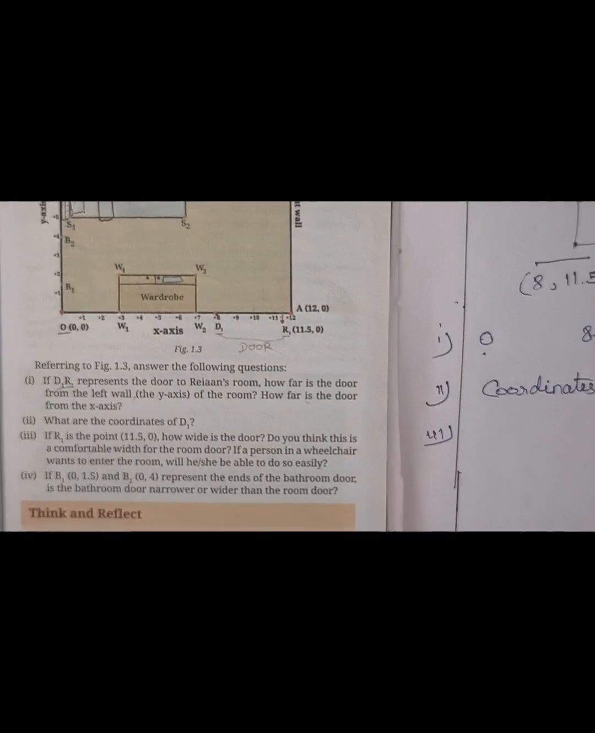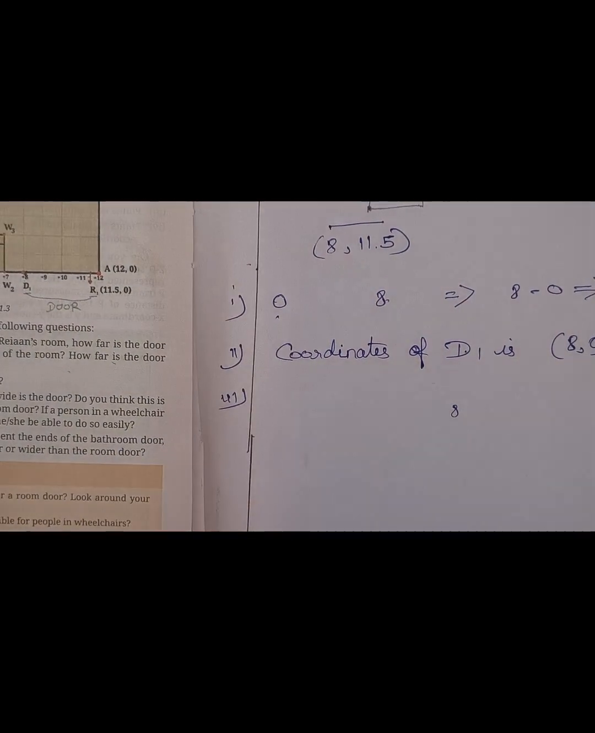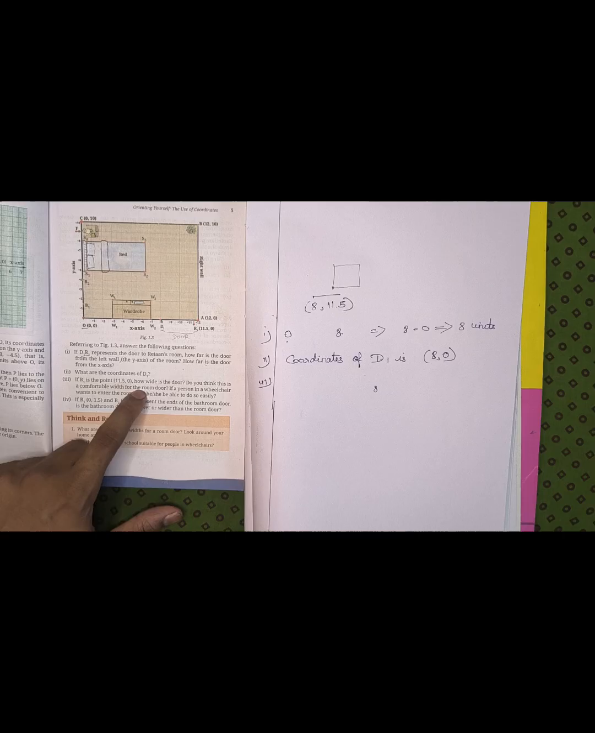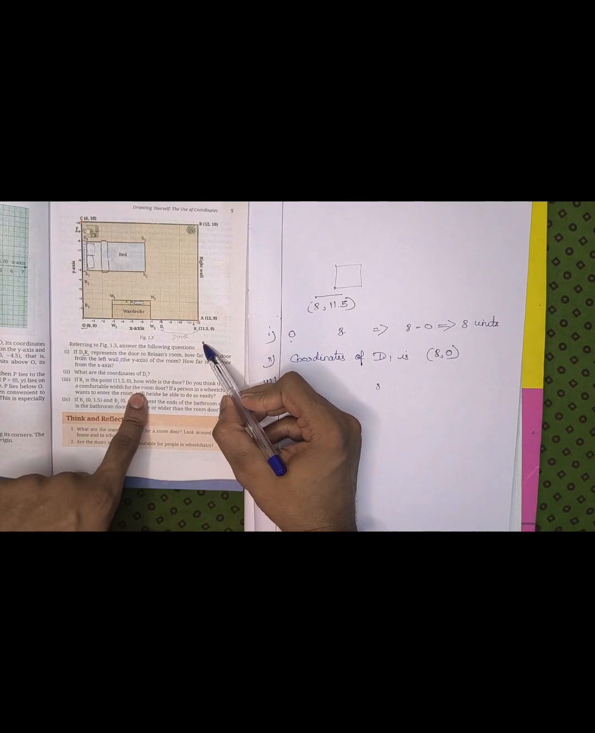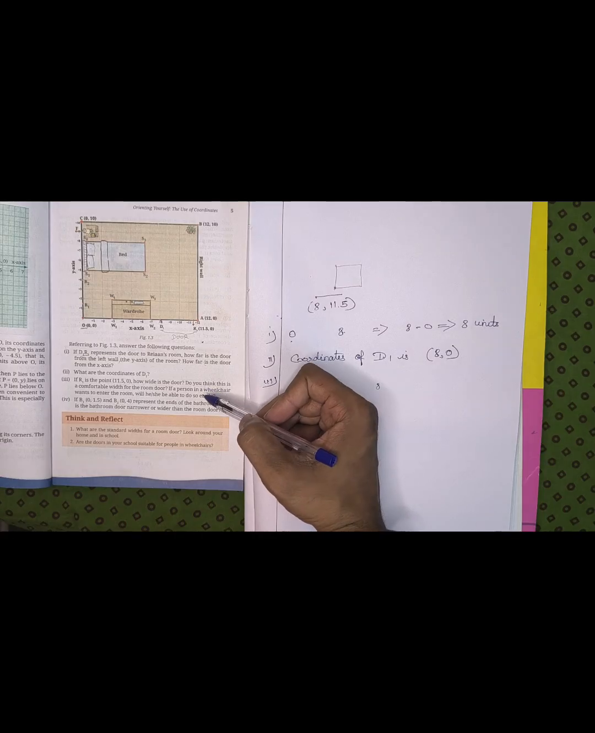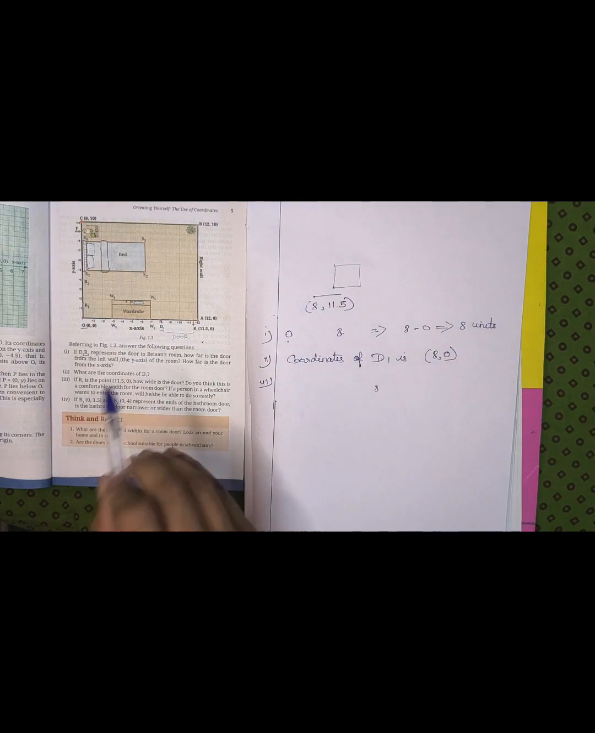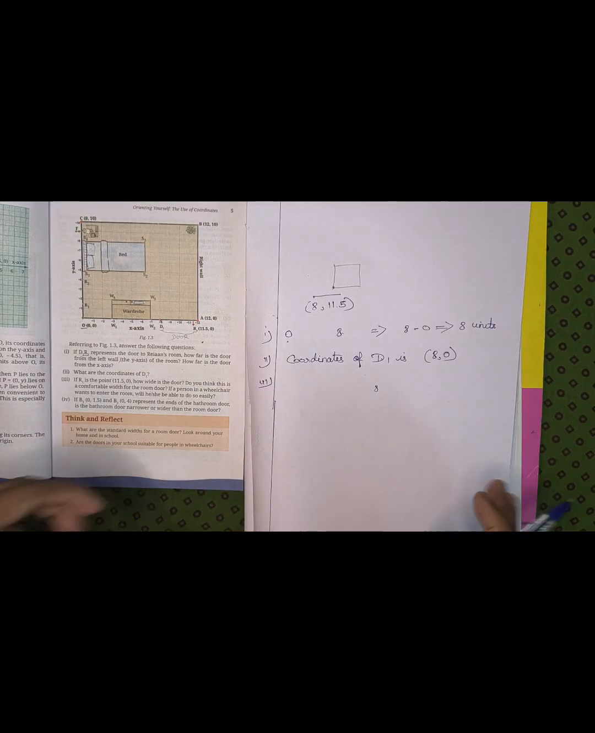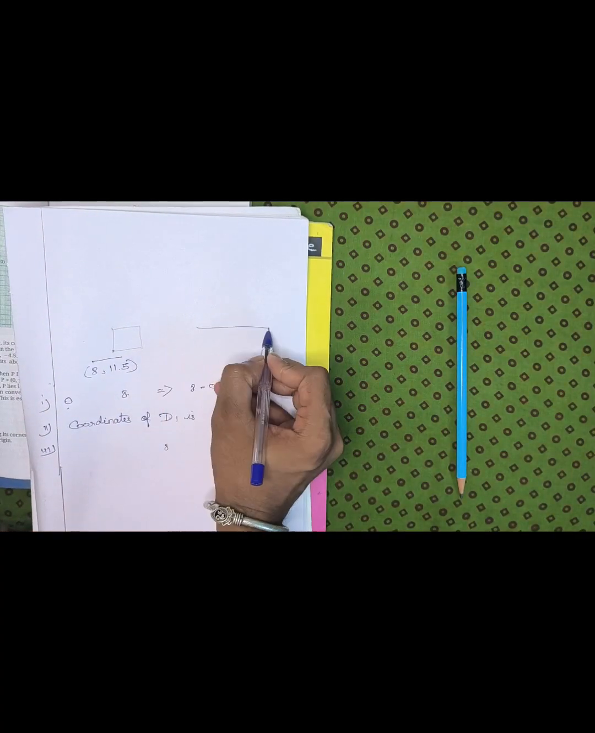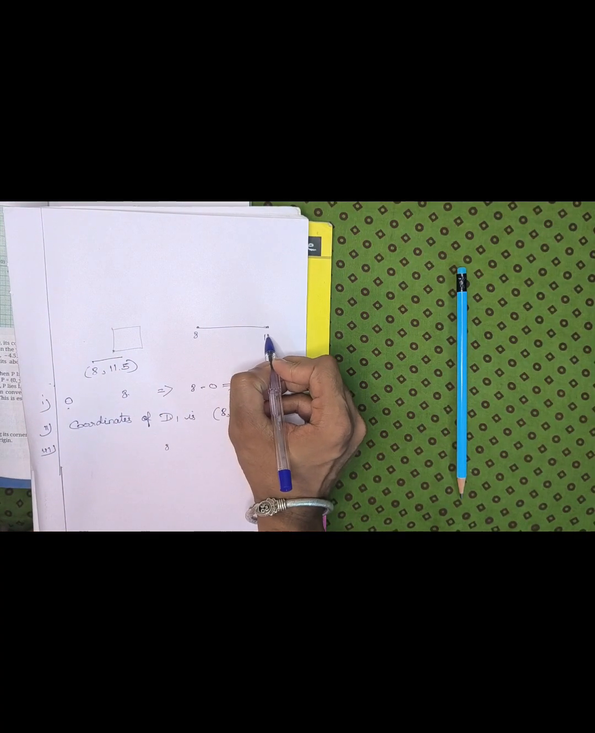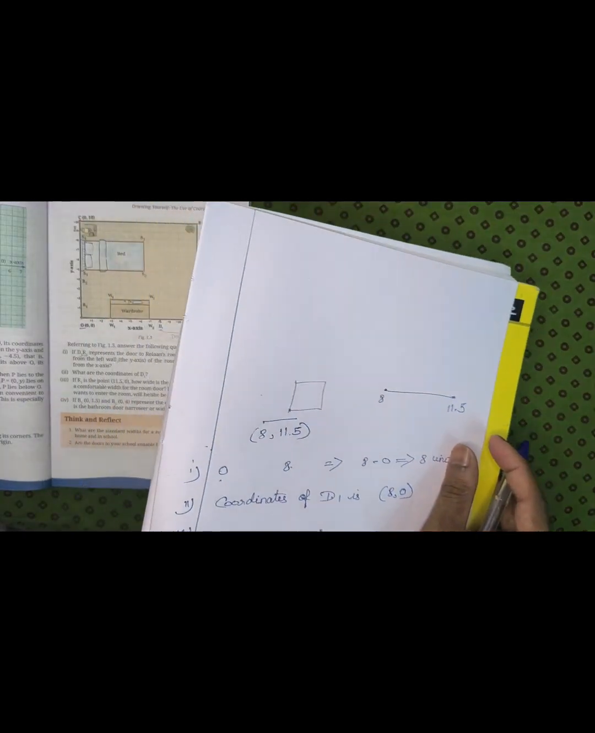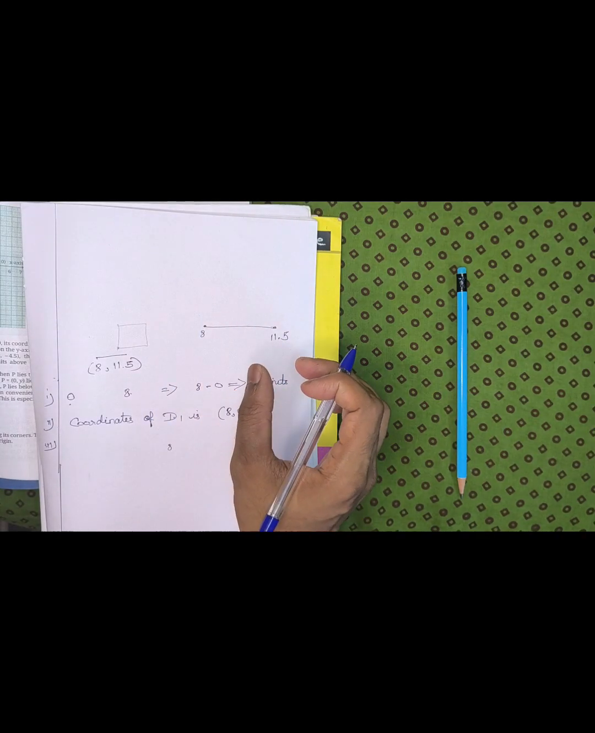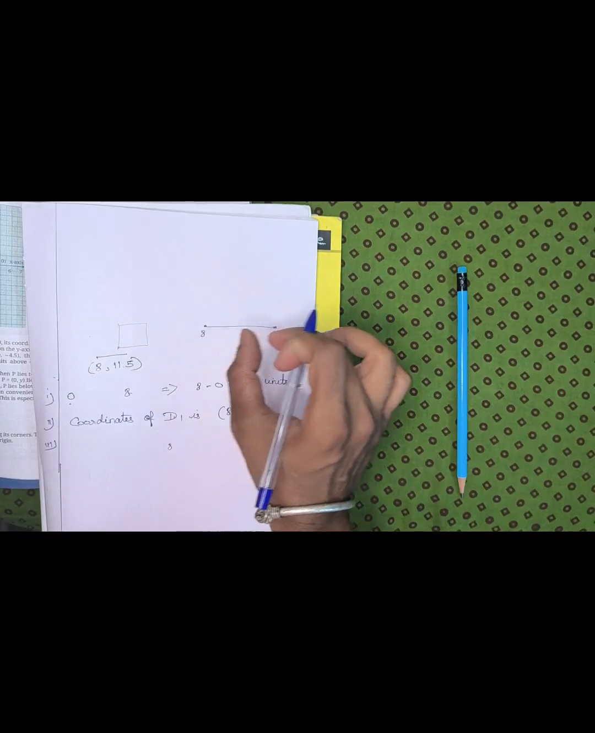What is the third subdivision? If R1 is the point 11.5 comma 0, where is the R1 point here? How wide is the door? Do you think this is a comfortable width for the room door? If a person in a wheelchair wants to enter the room, will he or she be able to do so easily? See here, friends, I already told you the starting point of the door is 8, the ending point of the door is 11.5. They are asking how wide the door is. To find the width of the door, you just subtract the starting point from the ending point.